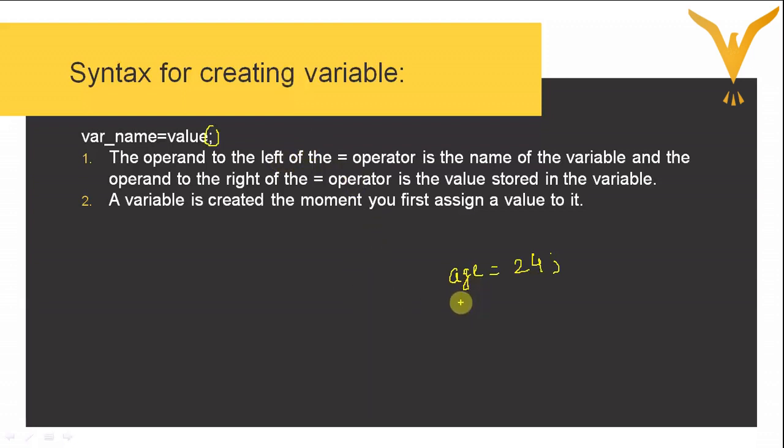Every variable has a name, and you can create any type of variable. This is known as an integer type of variable, because this particular thing contains integer values. Okay, so this is how you can create a variable. Creating a variable is very simple. You just have to decide a variable name and assign some value to that variable.